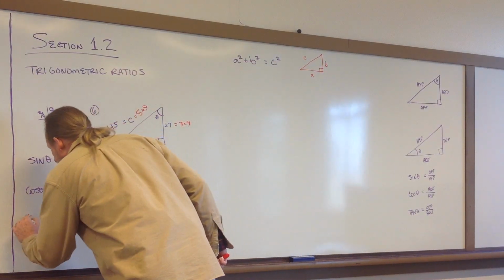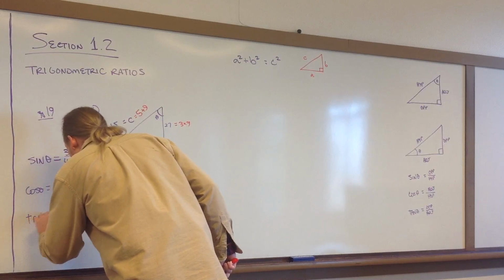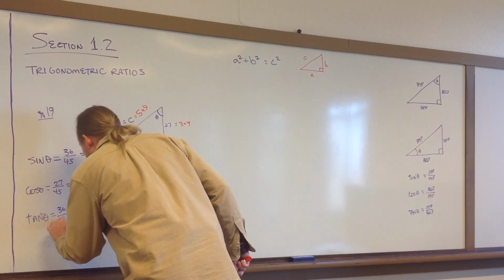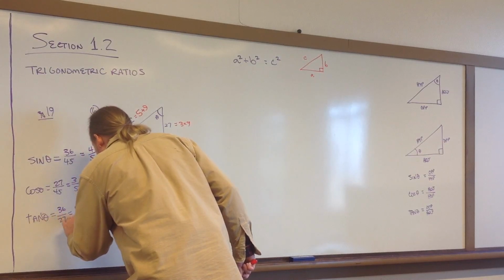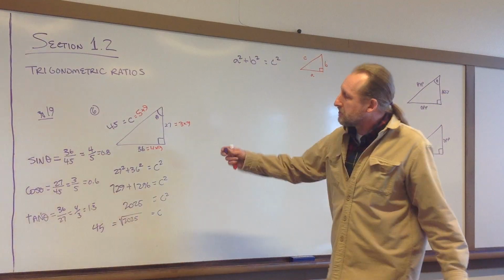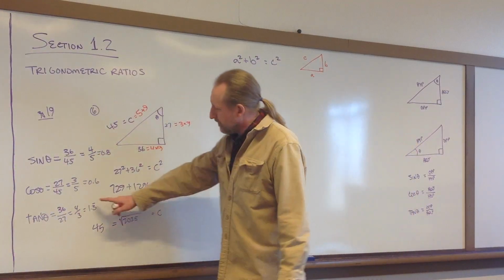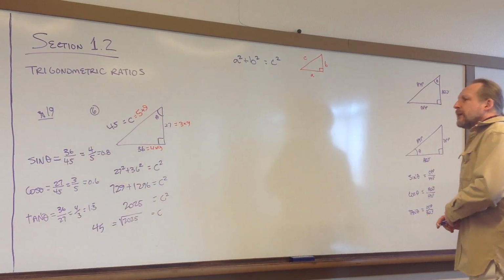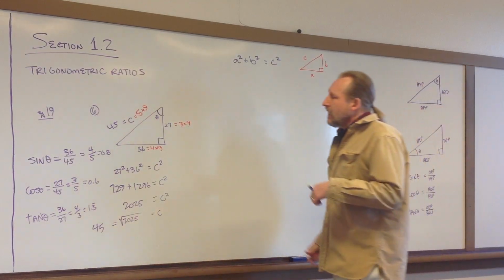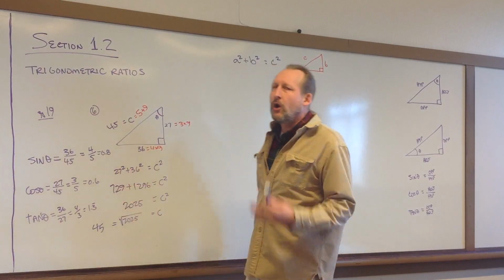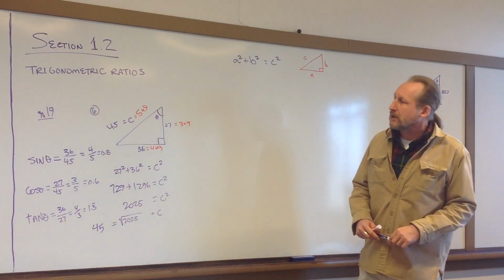And then the tangent is going to be 36 over 27, which is 4 over 3. And that one's a repeating decimal, so if you want to write it as a decimal, be sure to put that bar in there. Let's see. One thing I'm going to point out right now is the sine and the cosine are always less than 1. Okay?